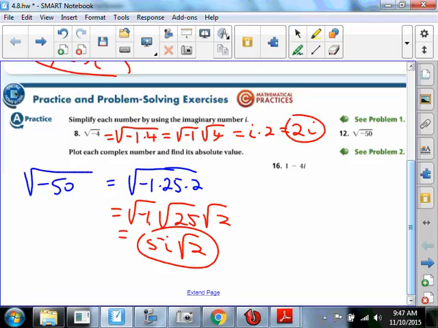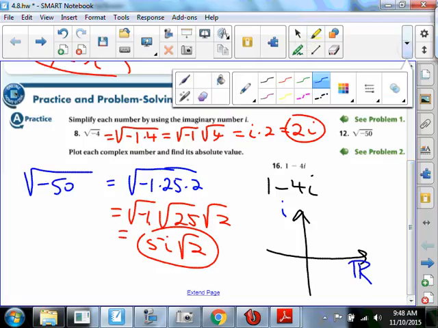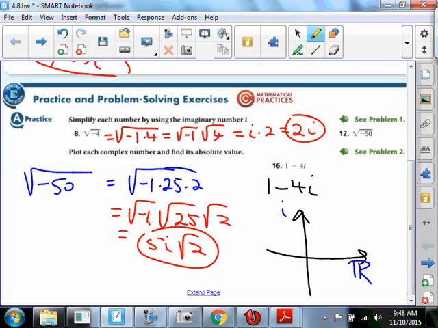Number 16 says plot and find the absolute value of 1 minus 4i. So remember, when we plot this, we don't need anything special here. Just remember the x-axis is the real axis, the y-axis is the imaginary axis. So the real portion is 1. On the real axis, we go to 1, that's 1 unit to the right. The imaginary portion is negative 4. So on the imaginary axis, we go down 1, 2, 3, 4.